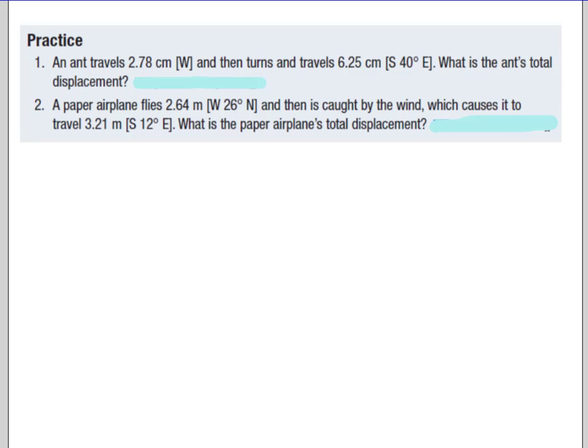Alright, so let's do a couple practice questions here. I didn't want to put these in the main line because it makes for a super long video. So we'll do number 1 here, and then we'll do number 2 on a second page.